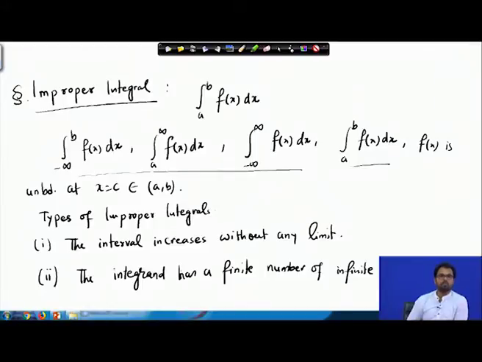So any one of these two things can happen with our function or with our integral, and such types of integrals are called improper integrals. So let's look into type 1. The type 1 type of improper integral.